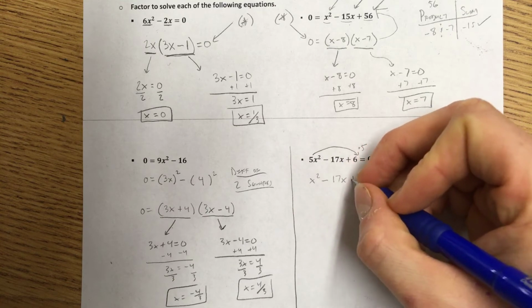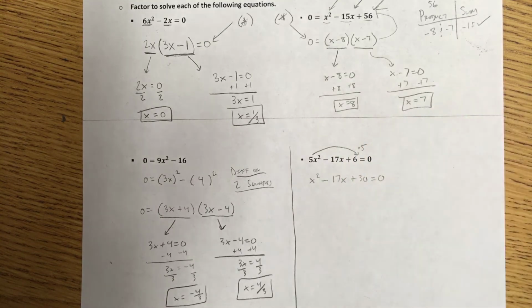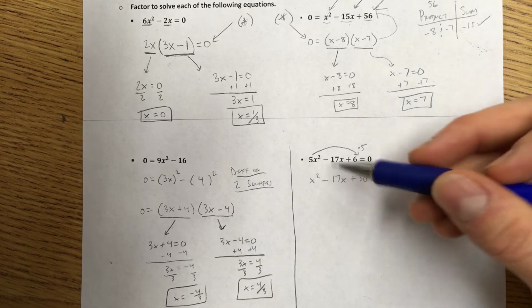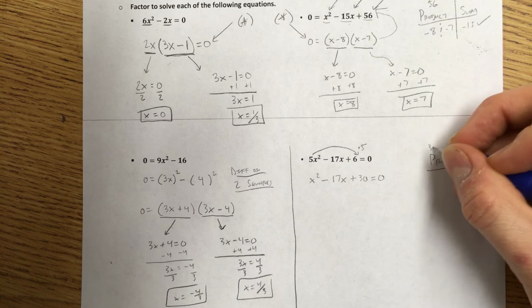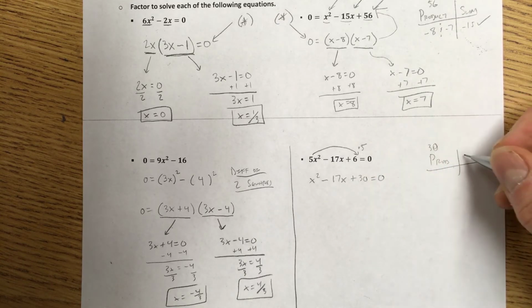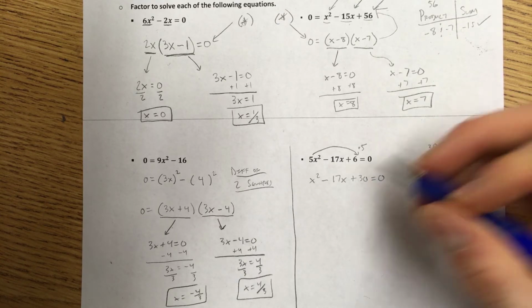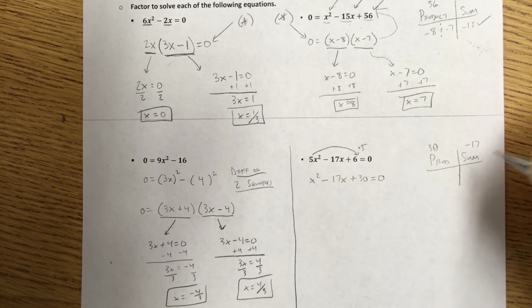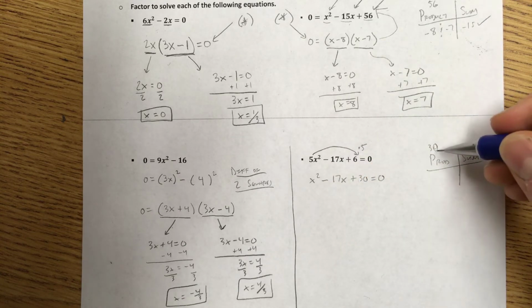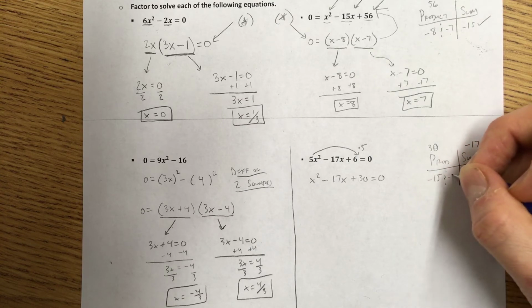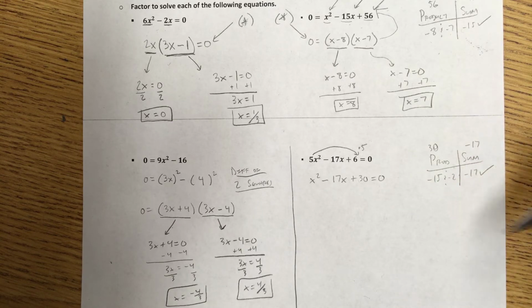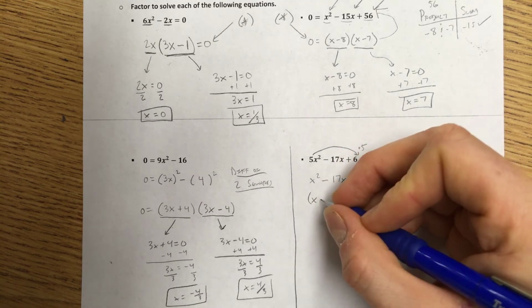So you get plus 30 equals 0. Now we don't have that value there, and we're looking for two numbers, a product that gives us 30, and those same two numbers should add or sum to give us negative 17. So two numbers that multiply to give us 30, that add to give us negative 17. Those two numbers would be negative 15 and negative 2. Negative 15 times negative 2 would give us 30. Negative 15 plus negative 2 would give us negative 17. So it would factor in this way.